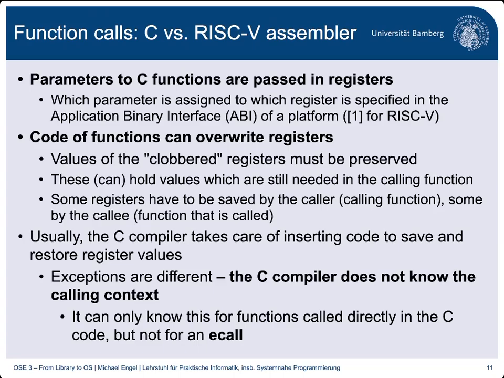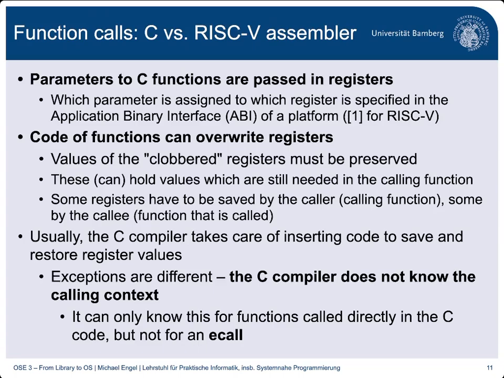Now an exception is different because an exception is not happening directly under program control. When I have a function call and I compile it, of course the compiler knows that we have a function and can insert this code. But here we just have an ecall instruction and there is no C code equivalent for ecall. So we have to insert a machine instruction directly here. The compiler has no clue what's going on there. The compiler does not know the calling context. It only knows this for C functions called directly in the C code.